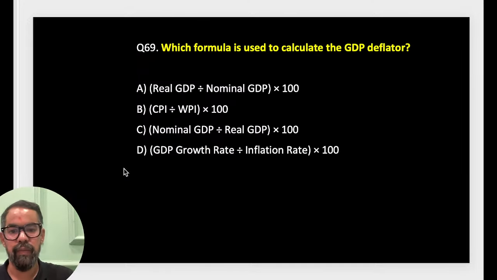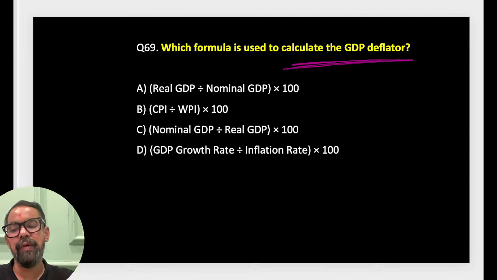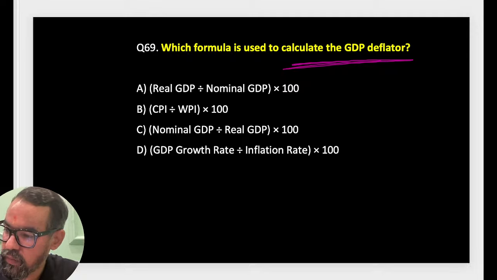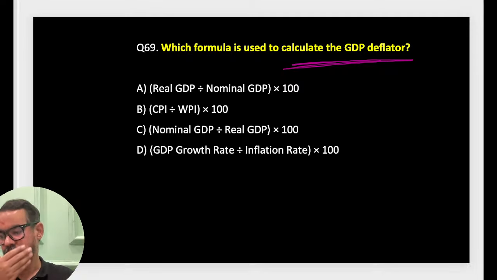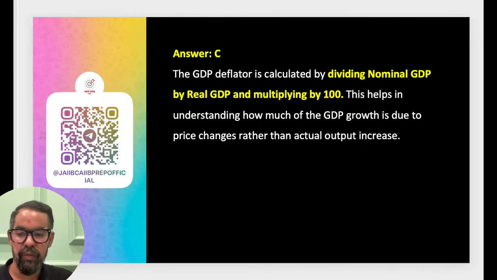Very good. Next one. GDP deflator. How do we calculate GDP deflator? So it is very easy. GDP deflator, okay. So nominal GDP divided by real GDP into 100, right? So C will be the correct answer.